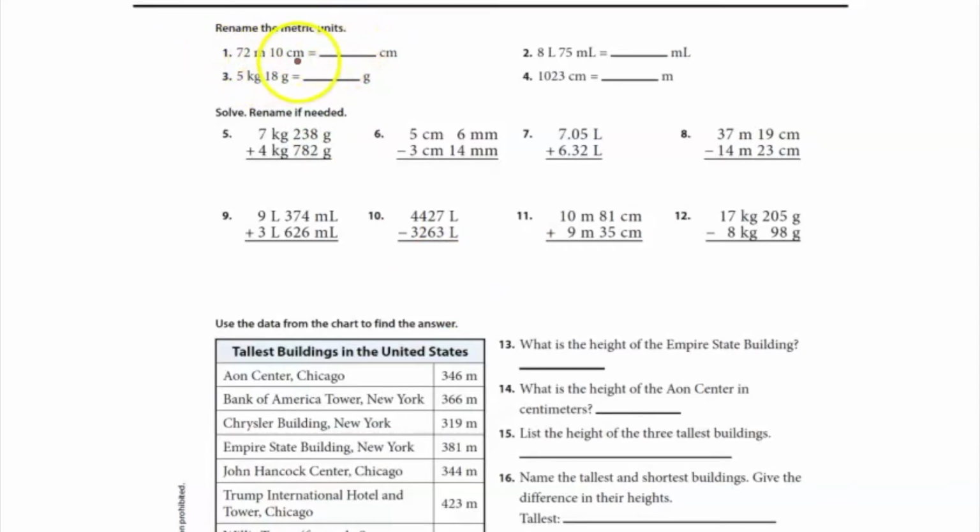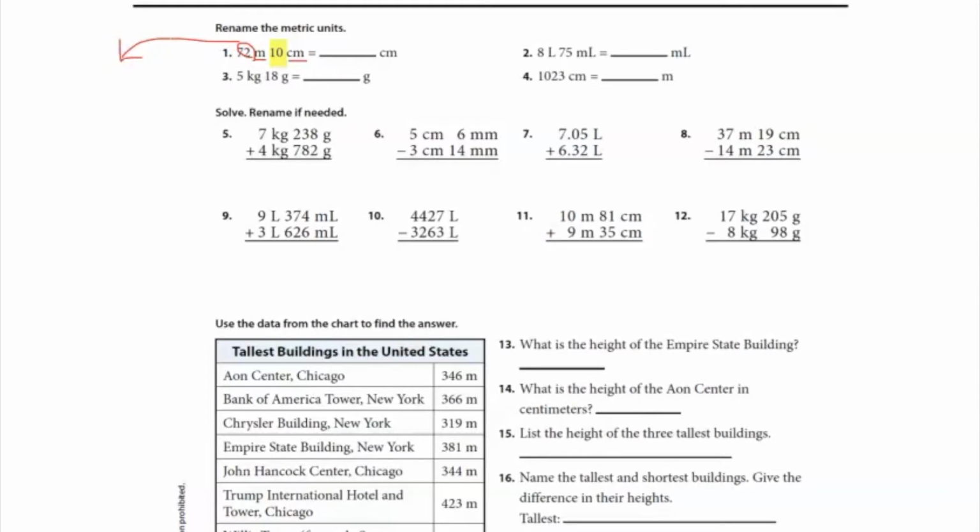Here, when we look at the first question, we see there are two different units. Yes, they are both used to measure length. However, one is meter and the other is centimeter. We're going to unify this and rename them in centimeter. Because this 10 centimeter is already in centimeter, I'm not going to change it. I'm going to keep it as it is. I'm only going to change this 72 meter.